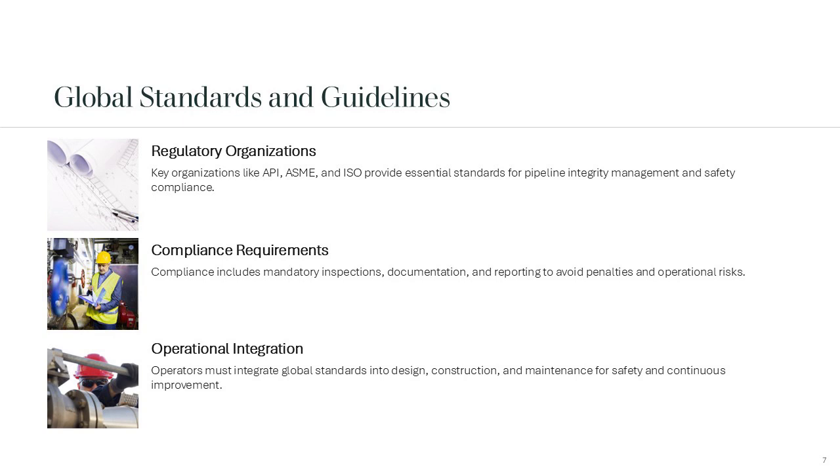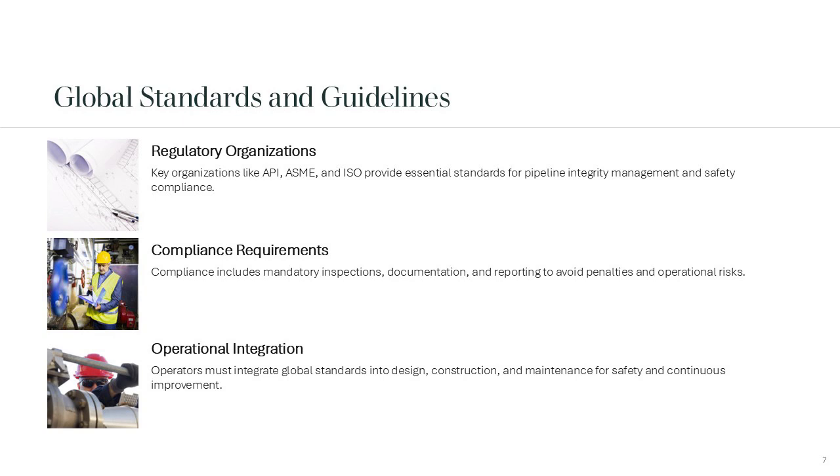API 1160 focuses on managing system integrity for hazardous liquid pipelines, while ASME B31.8 addresses gas transmission and distribution systems. ISO standards offer frameworks for risk assessment and quality management. Compliance with these standards is not optional, it is a legal and operational requirement. Regulatory bodies mandate periodic inspections, documentation, and reporting to verify adherence.